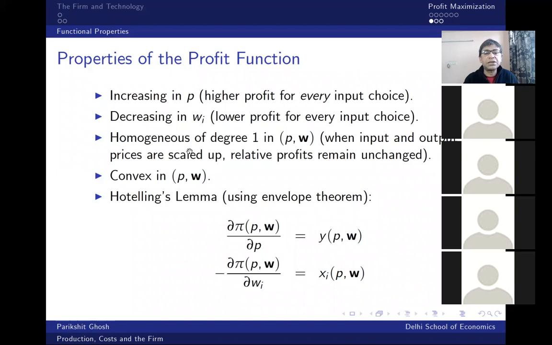A third property is that it's homogeneous of degree 1 in all the prices, input and output. So if all the input prices double and the output price also doubles for some reason, then homogeneous of degree 1 means that the firm's profit will also double. Okay.